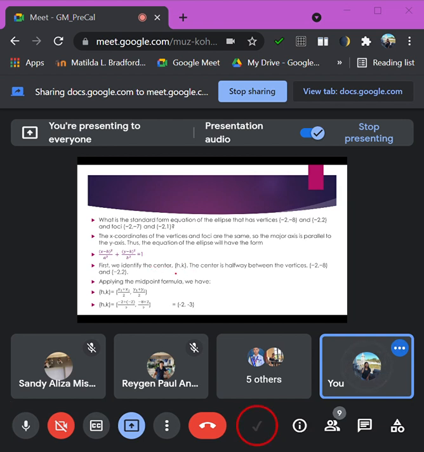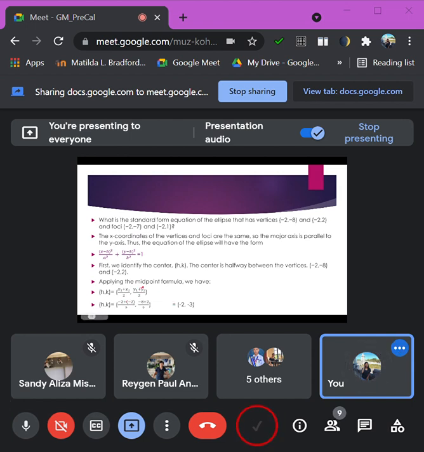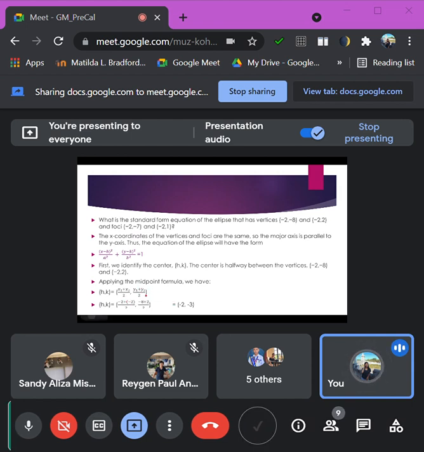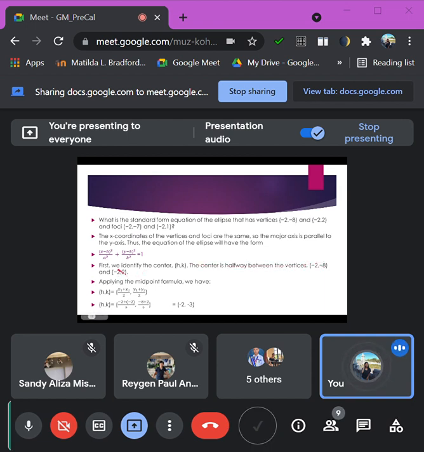Basta remember lang, we're going to use our vertex in getting our center. So, same sa katong giingon ni Rojo ganina, which is h, k or center is equals to x sub 1 plus x sub 2 divided by 2, and then y sub 1 plus y sub 2 over 2. And then kuha na nato siya, i-substitute. So, for example, kani siya x sub 1 and y sub 1. And then negative 2, 2, this is y sub 1 and y sub 2.